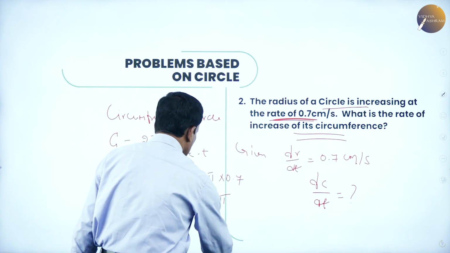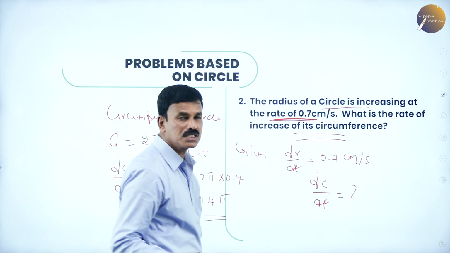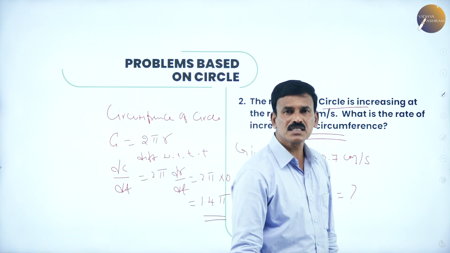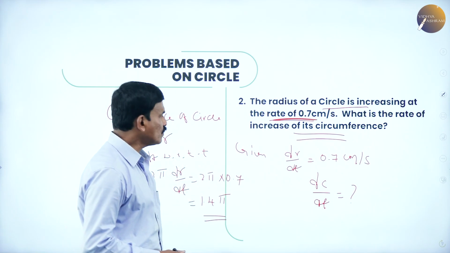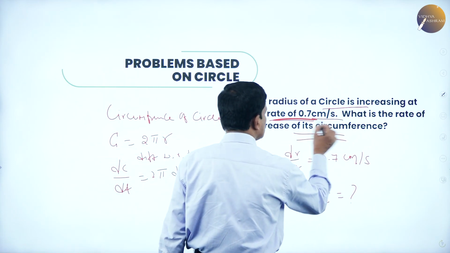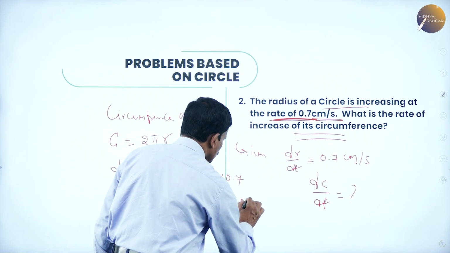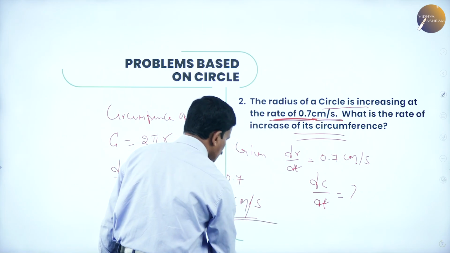So, write down the particular unit for this circumference. That's it. Now, what is the unit here? It is centimeters per second. Write down the particular unit for this.